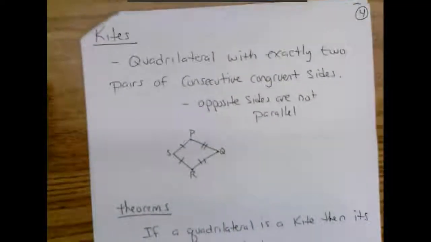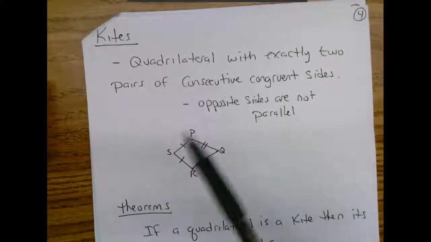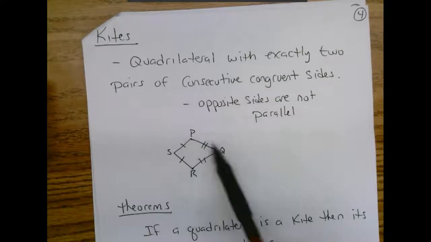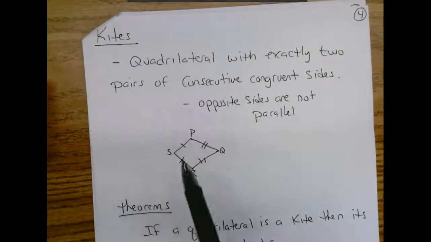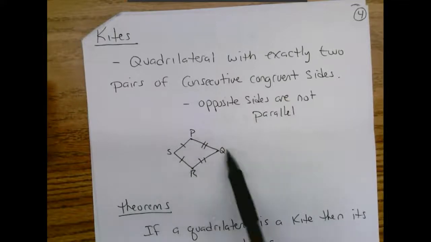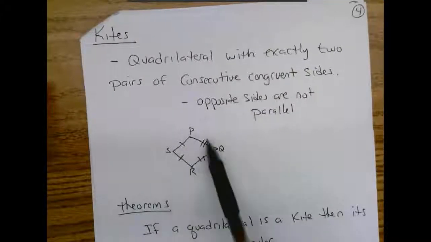The last shape you want to look at for this entire unit is something called a kite. A kite is just another quadrilateral with exactly two pairs of consecutive congruent sides. But also, opposite sides are not parallel. So here we have these two are congruent. These two are congruent. That makes it a kite. Two pairs of consecutive congruent sides. So this is your one pair, this is your two pair, and they have to be consecutive. They have to be touching each other. So that's what makes this a kite. These are congruent, these are congruent.